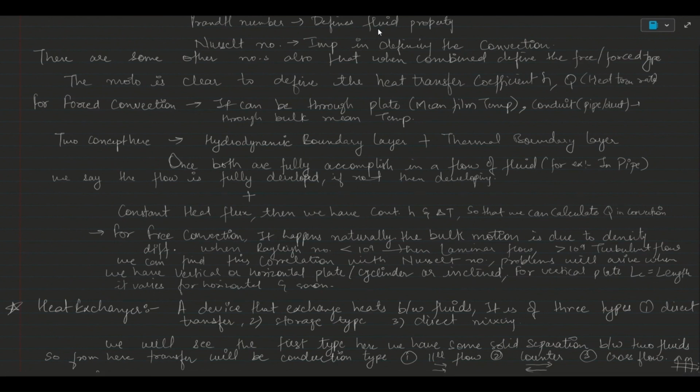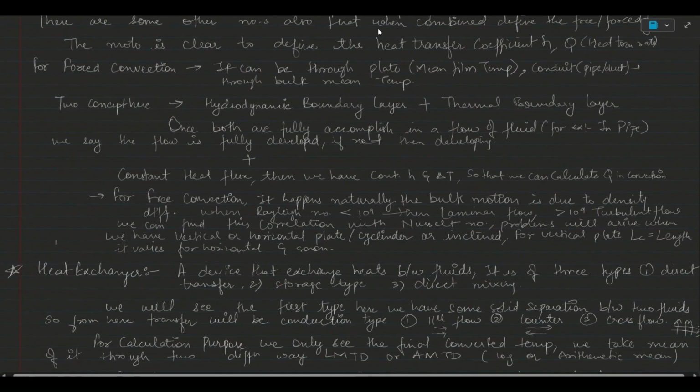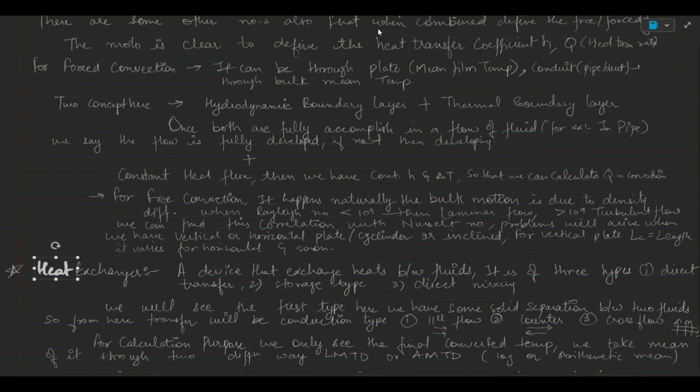The motto is very clear for what we are doing: we try to understand the heat transfer coefficient h as well as Q. That's our main motto. When I talk about forced convection, if it is happening through a plate, like the heat transfer is happening from a plate, then we are always interested in the mean film temperature. When in a conduit, which means through a pipe or duct, we want the bulk mean temperature.